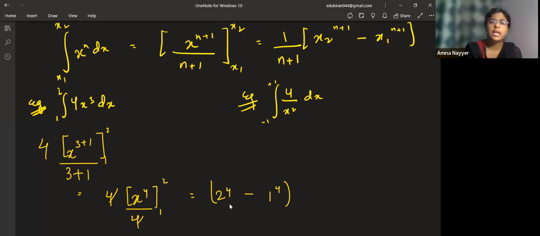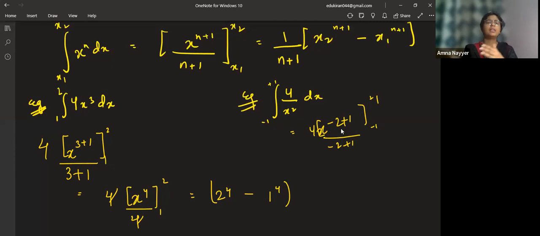This is your answer. If you have 4 with limits x from minus 1 to 1, divided by x to the power minus 2, so no change will come here. It becomes x to the power minus 2 in the numerator. Rest of the steps remain the same. Plus 1 here, minus 2 plus 1 in the denominator, then putting the limits minus 1 to plus 1. First this limit will come, then that limit. This is how we solve it.